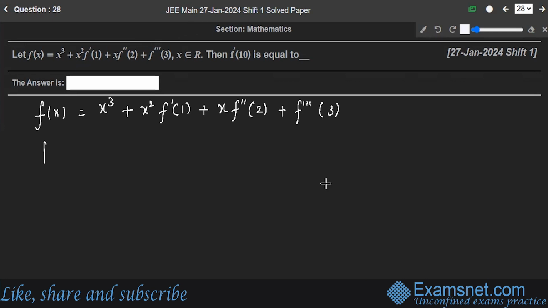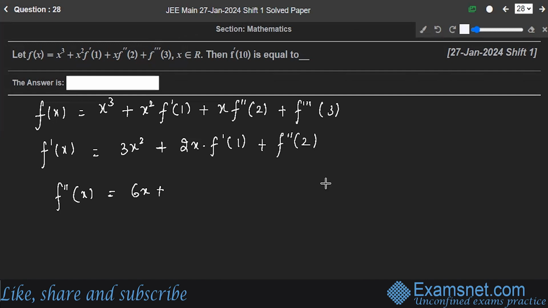So let's find out the first derivative. You have f dash x is equal to, this will be 3x square plus 2x f dash 1 plus f double dash 2. Second, this will be 6x to this. Third, see, because this is a constant, okay? Similarly, this is a constant, so this will be equal to 6, right?